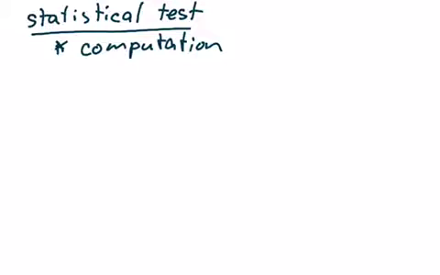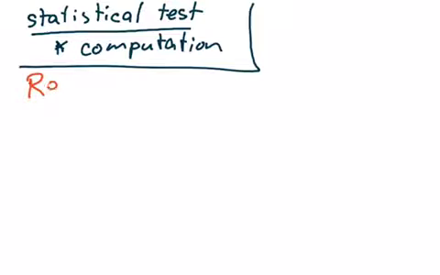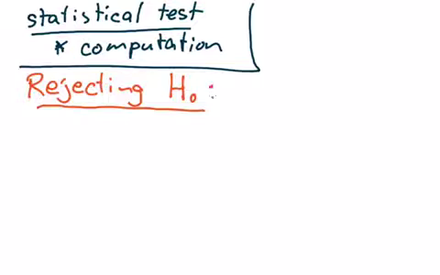Okay, so as I mentioned here, we'll talk about this way. I'll say rejecting H subscript 0. Okay, what does this mean? Let's go through a simple analogy.